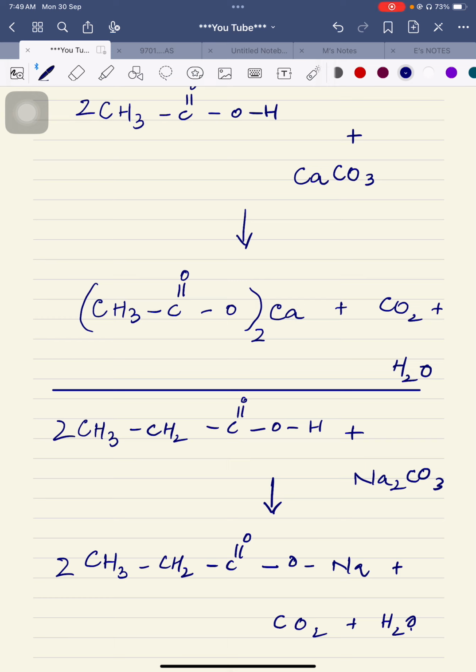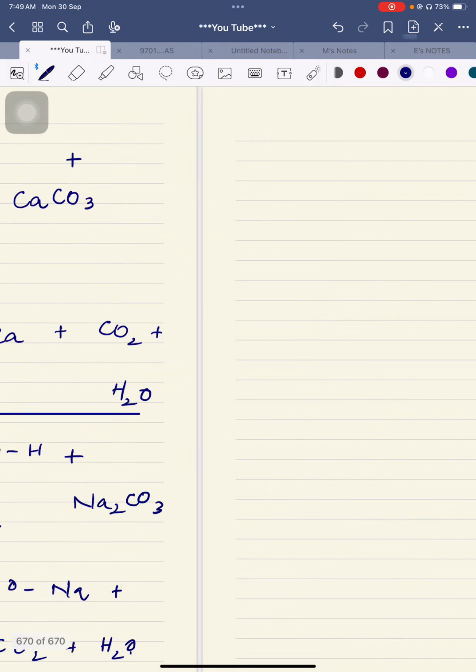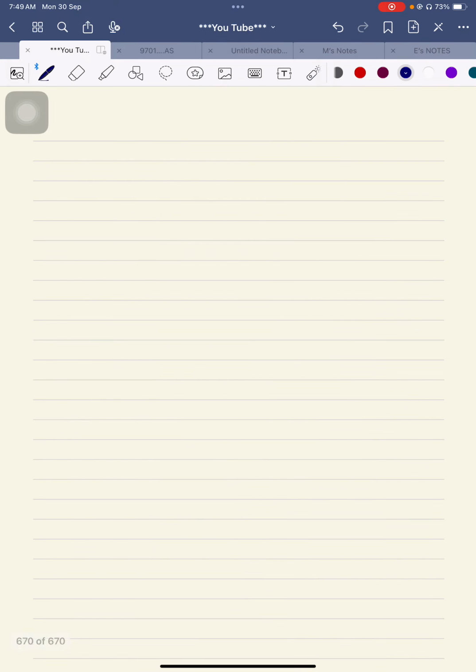Don't forget this basic concept: whenever a metal carbonate reacts with an acid, it is going to give you what? Metal salt, carbon dioxide gas, and water molecules as well. So these are the reactions which happen whenever a metal oxide, metal hydroxide, and metal carbonate react with these types of acids. Now I'm bringing your attention to the reactions of ammonia with these acids, and they make one type of product called ammonium salts.